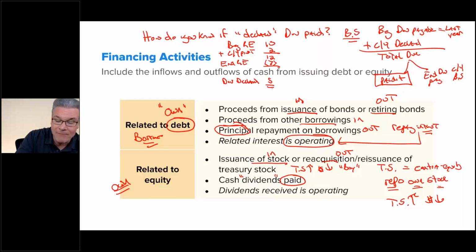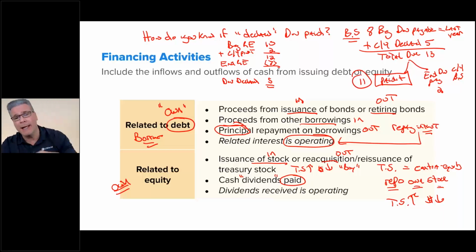It must be 5. Your beginning retained earnings plus your current year profit, we get a subtotal, 12. If that doesn't equal your ending retained earnings, you must have declared a dividend. So let's say my beginning dividend payable is 8. We declared a dividend of 5. What's the total due? 13. I find my ending dividend payable is only 2. That means I must have paid how much? 11. And there it is.